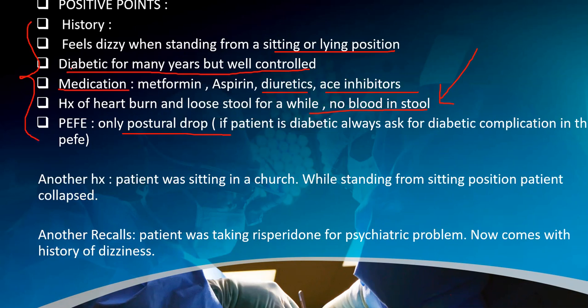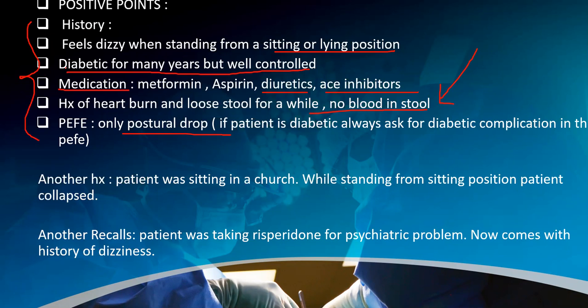Now, in this case, having diabetes also makes you a little complicated case because sometimes diabetic patients can have autonomic neuropathy, and autonomic neuropathy can cause postural hypotension. So it's very important to ask some of the autonomic neuropathy questions when you ask about the other differential diagnoses. Just because the patient will say that, well, I feel dizzy when I stand up from sitting position or lying position. No, that's postural hypotension.